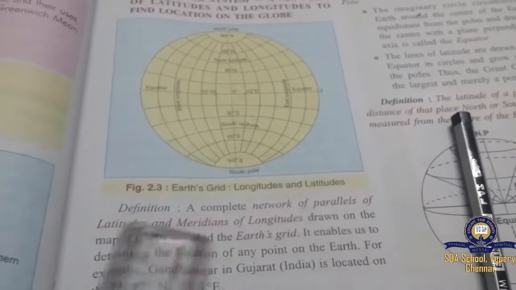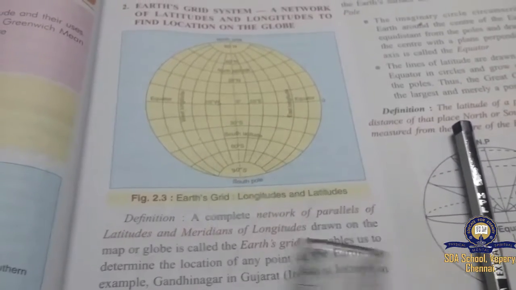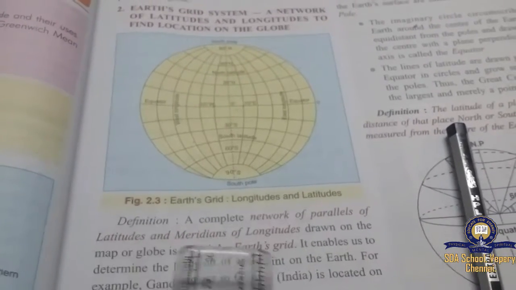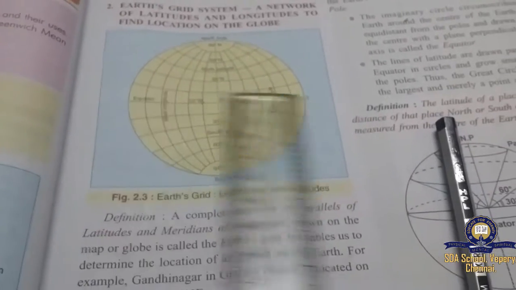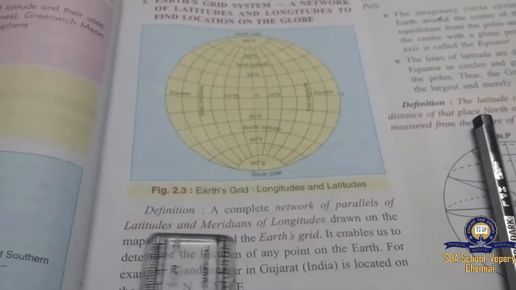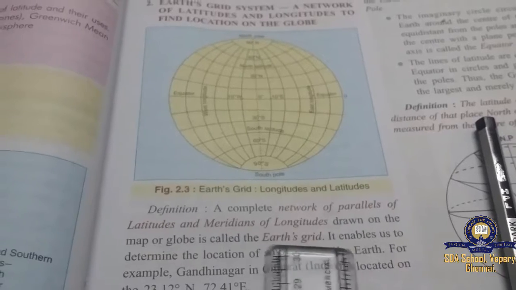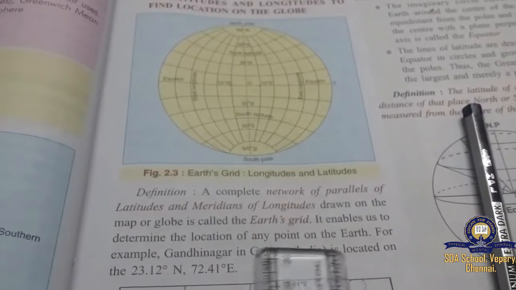Okay, the definition: a complete network of the parallels of the latitudes and meridians of the longitudes drawn on the map. See, I told you, parallel is the other meaning of latitude, and meridians is the other meaning of longitude. These are the parallels, which we call latitudes, and these are the meridians, which we call longitudes. Parallels of latitudes and meridians of longitudes drawn on a map or a globe is called Earth's grid. It enables us to determine the location of any point on the earth.